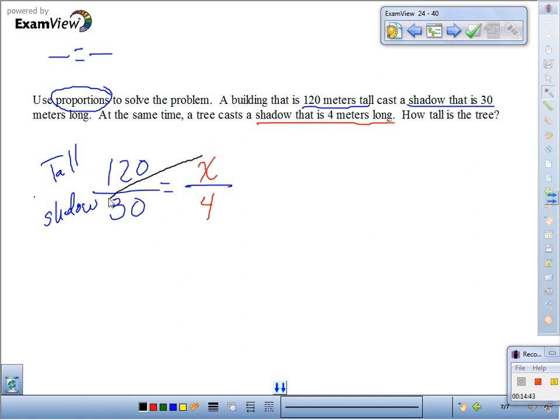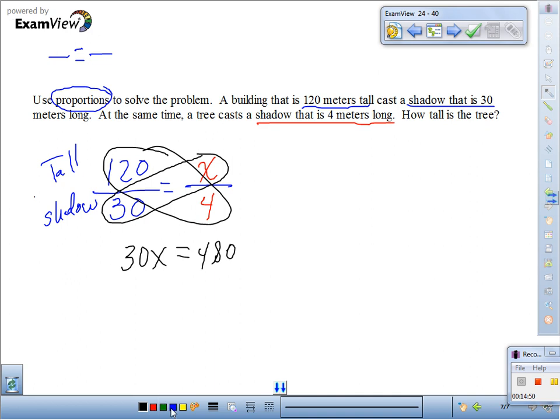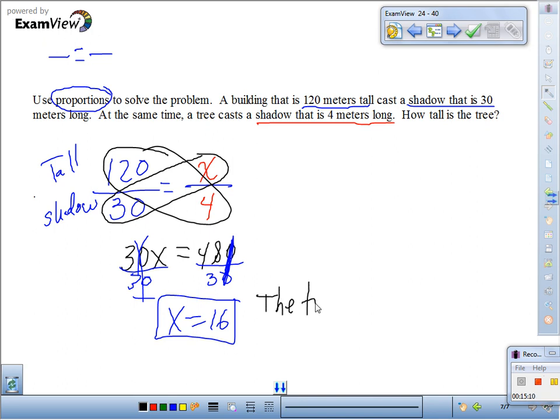Very good. Cross multiply. So we got 30x equals 480. Divide by 30. X equals, get rid of some zeros here. What is 48 divided by 3? 16. And we're done. No, why not? We need our statement. That is correct. It's the word problem. So what would we write? The tree is 16 what? Meters tall.